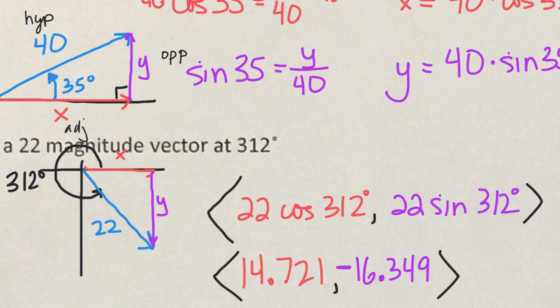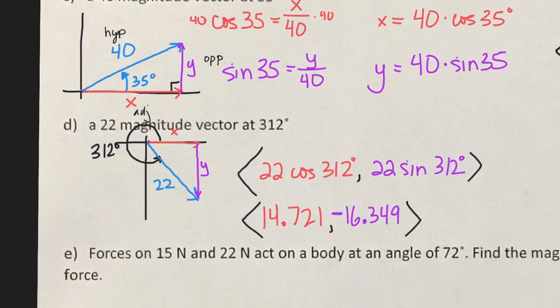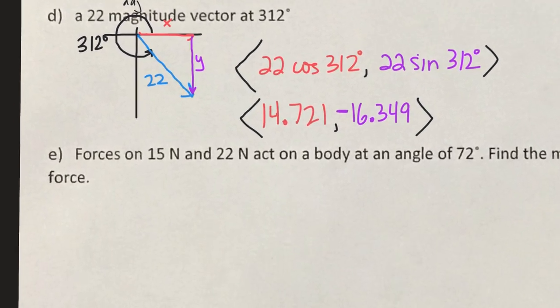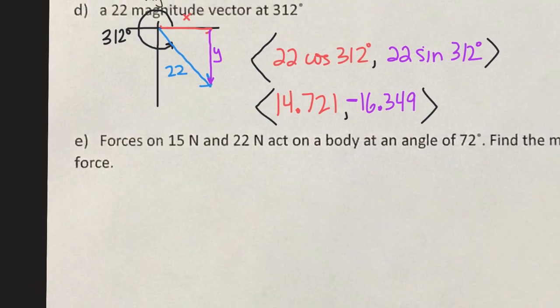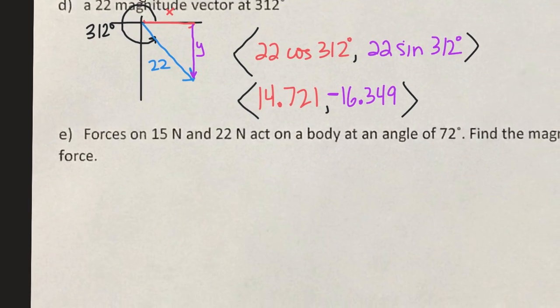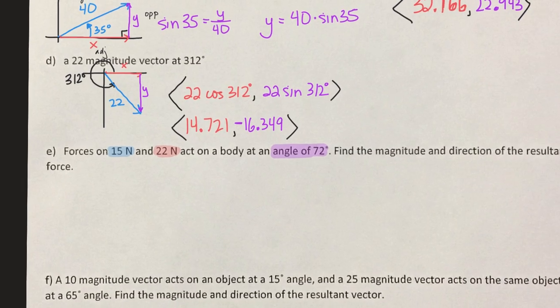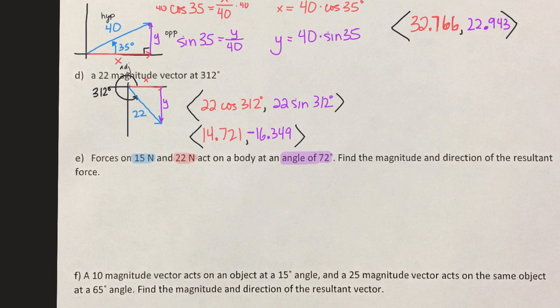Okay, so now let's use this skill of changing from an angle and direction to a component to work on these two application problems. So it says we have forces of 15 newtons and 22 newtons acting on a body at an angle of 72 degrees. So that's the angle between our two vectors of 15 and 22. Find the magnitude and direction of the resultant force.